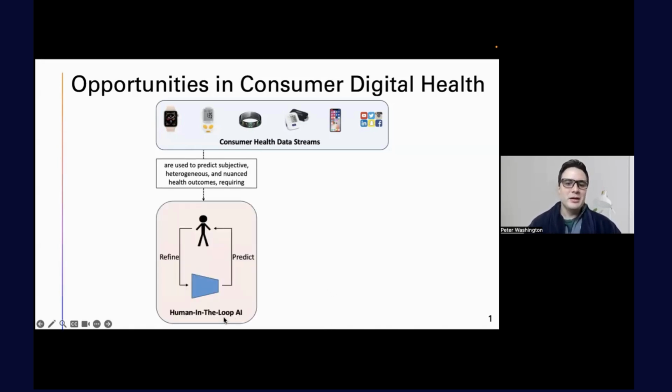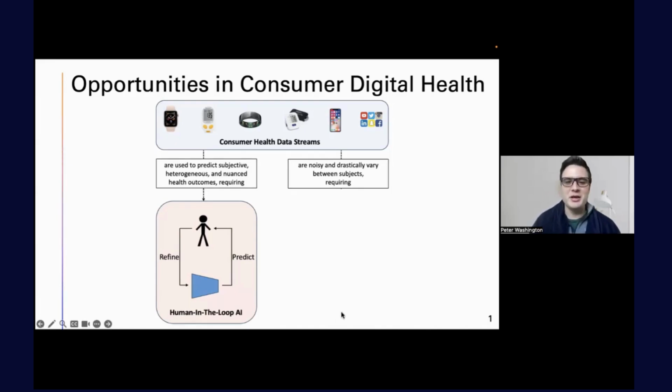And so what I propose, and what I'll talk a little bit about today, is human in the loop AI as a solution for this inherent subjectivity and heterogeneity of the health outcomes. Another central challenge in working with consumer digital health data streams is that this first problem on the left, that's like the label, the why, the thing we're trying to predict.